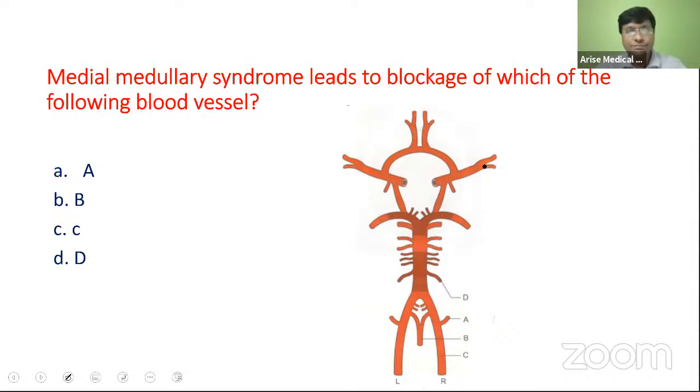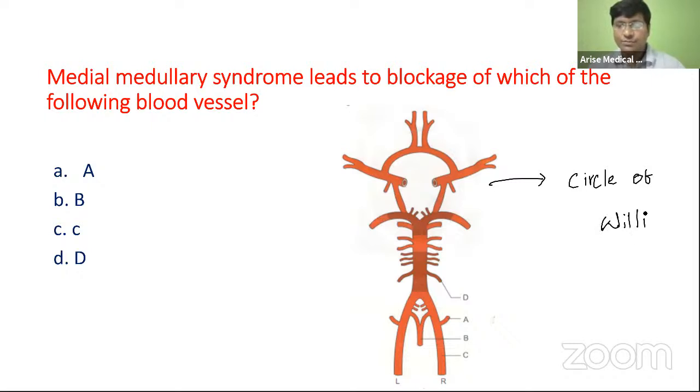Medial medullary syndrome leads to blockage of which of the following blood vessels? So, I have shown you the circle of Willis. The image is nothing but your circle of Willis. I have given you the labeling like this is your A, B, C as well as D. Now tell me, for an individual to develop medial medullary syndrome, which vessel has to be blocked?